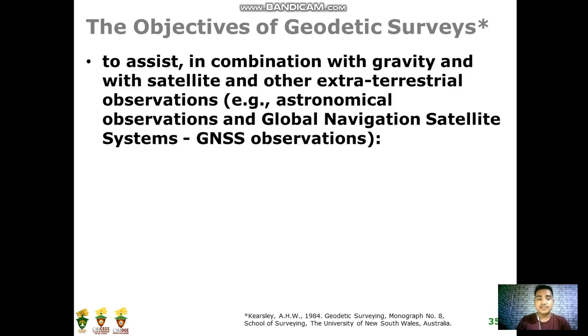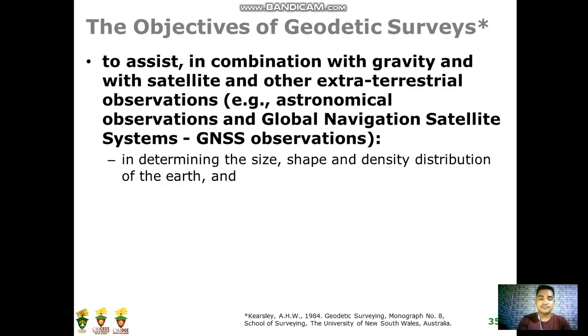Second objective is to assist, in combination with gravity and with satellite and other extraterrestrial observation, such as astronomical observation and GNSS observations, to become more precise. Okay, of course, since it is the basis for the type points of the lower accuracy surveys, it must be highly precise. So it is aided with GNSS observations.